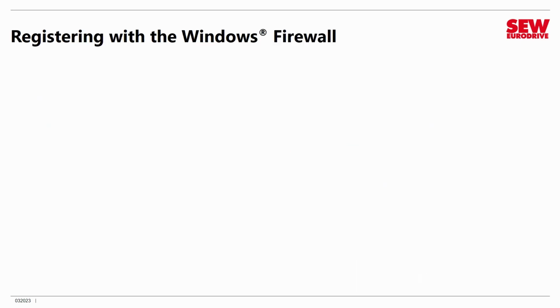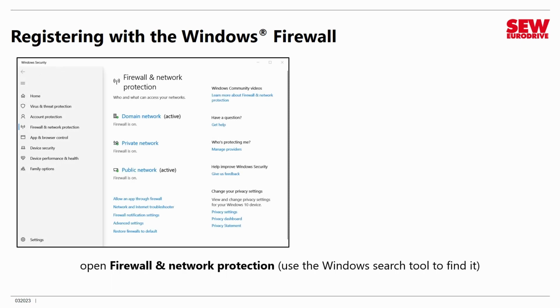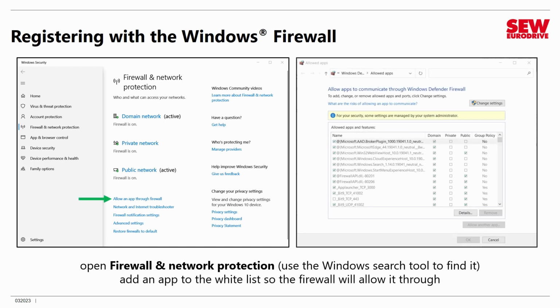Now, the Windows firewall. This varies a bit depending on your version of Windows, so yours may be slightly different, but here's kind of the big picture. Open firewall and network protection. You can use the Windows search tool, that's the magnifying glass tool, to find it. Pick allow an app through the firewall. Then what you do is add an app to the whitelist here so that it will be permitted to communicate.